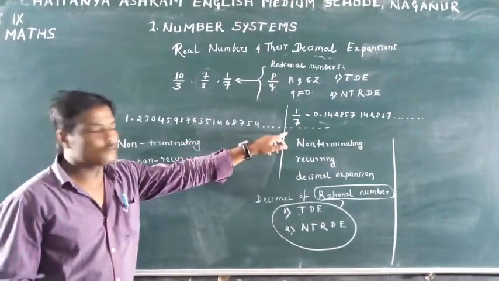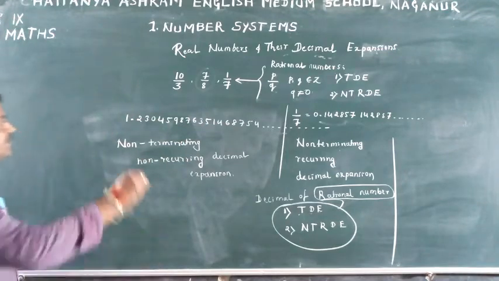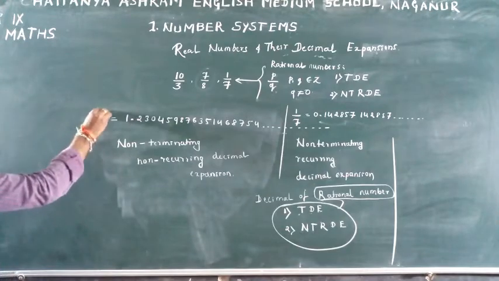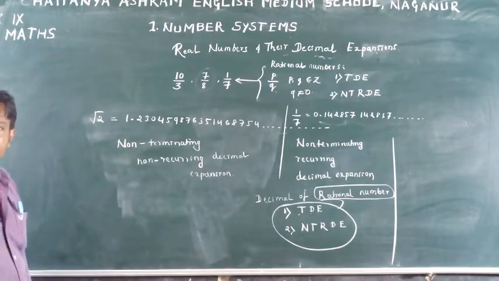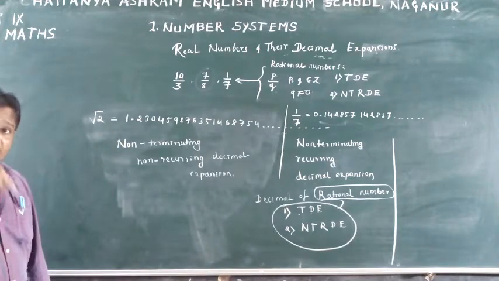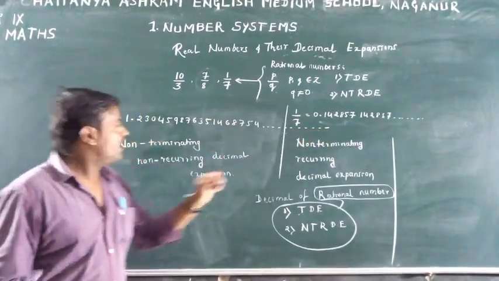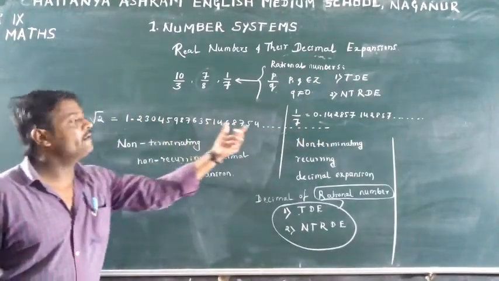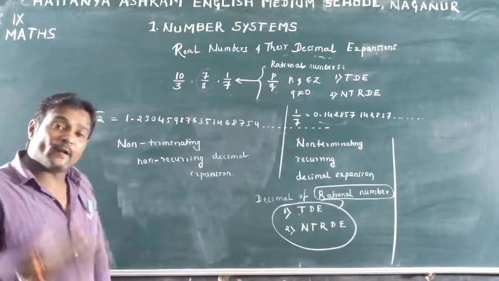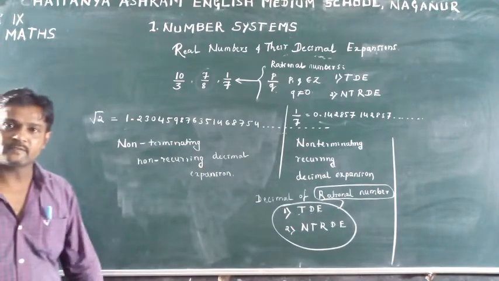So this is the decimal expansion of an irrational number. For example, root 2. Clear? Root 2 is an irrational number, no? Its decimal expansion is non-terminating and non-recurring, meaning there are no repeating digits. So this is the kind of decimal expansion an irrational number has.